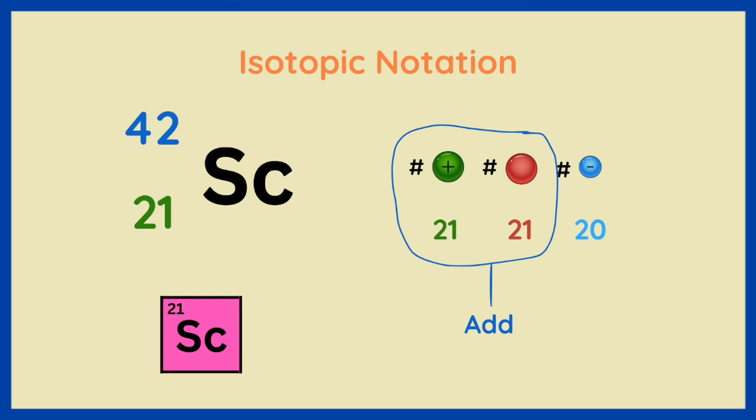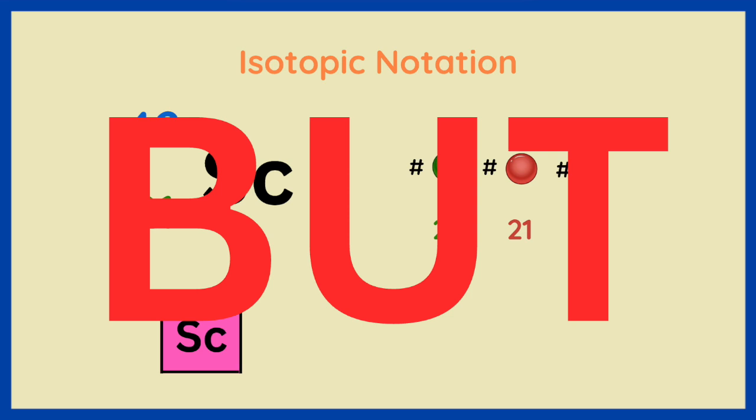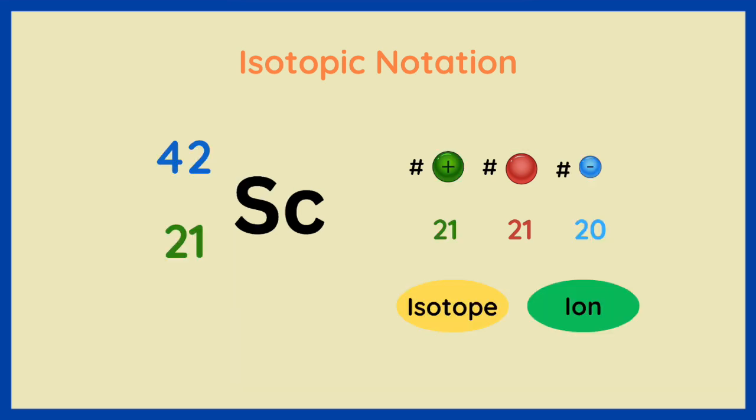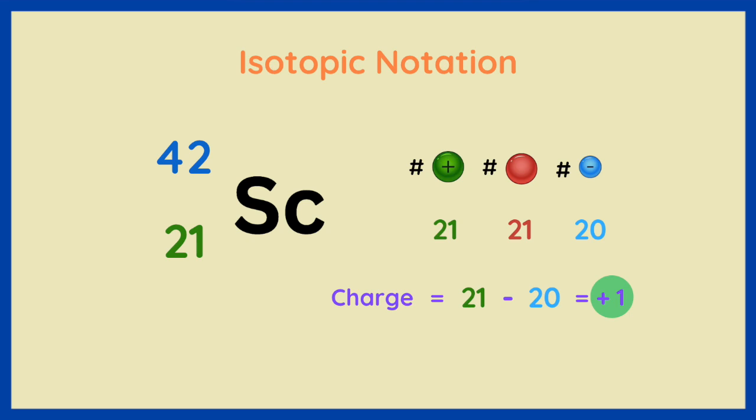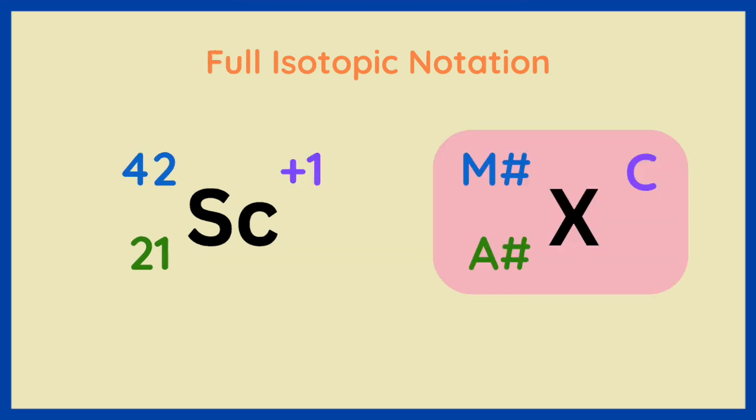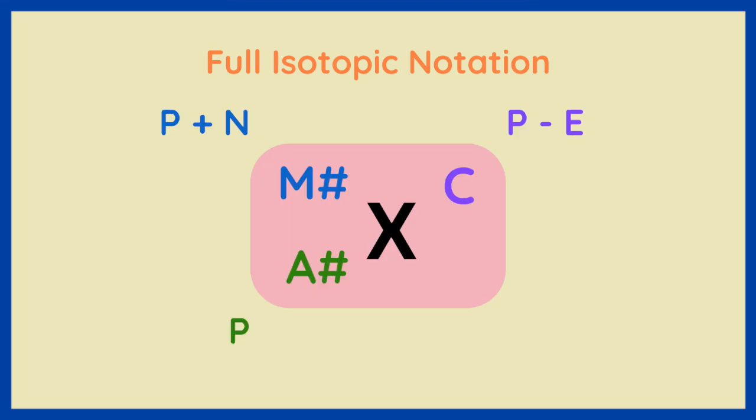However, we are not done, because this is simultaneously an ion in addition to being an isotope. And since it has one more proton than electron, it has a positive 1 charge, and we must indicate that in our notation. Therefore, complete isotopic notation includes the chemical symbol, the atomic number in the bottom left corner, the mass number in the top left corner, and the charge in the top right corner. Each of these, respectively, communicates how many subatomic particles our element has.